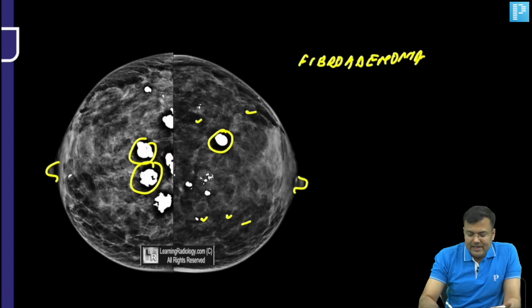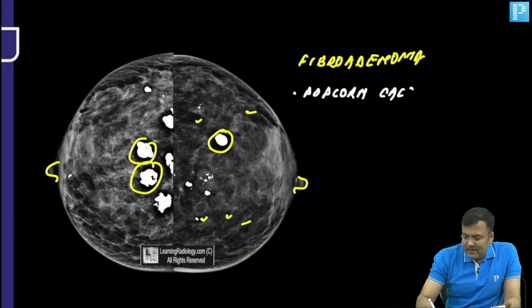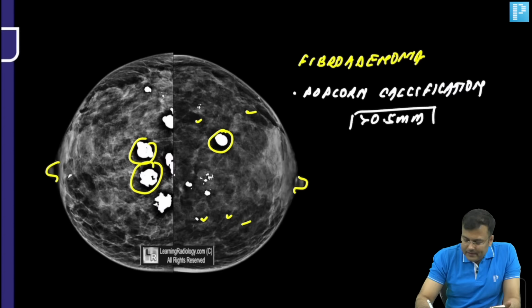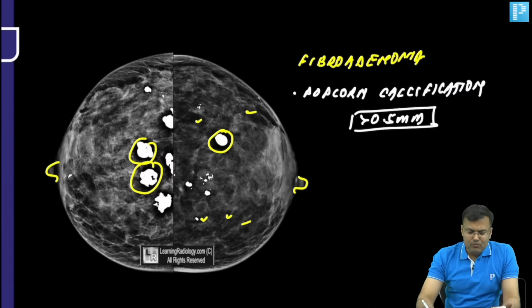What kind of calcification is there? You can see this is popcorn. So what is the name of this calcification, guys? This is popcorn calcification. And the size, how much is the size? The size is more than 0.5 mm.